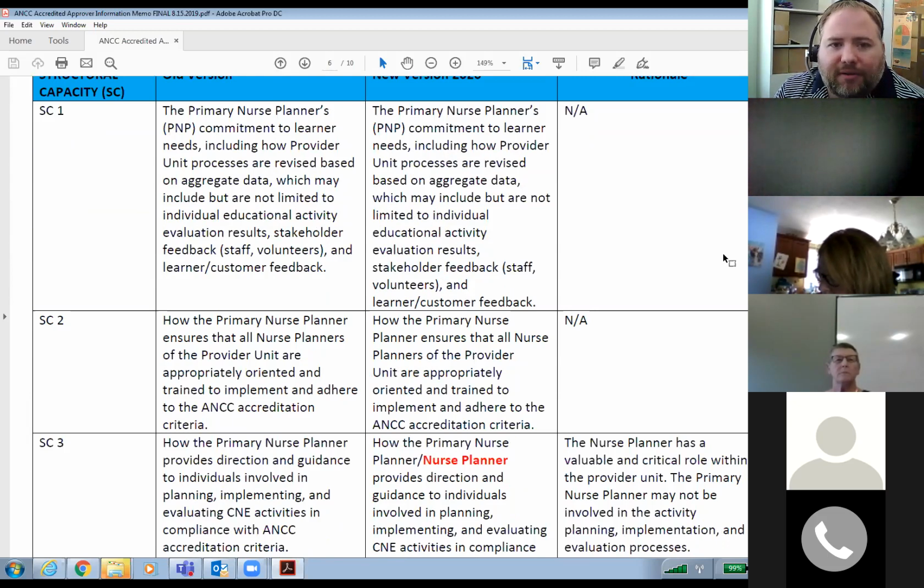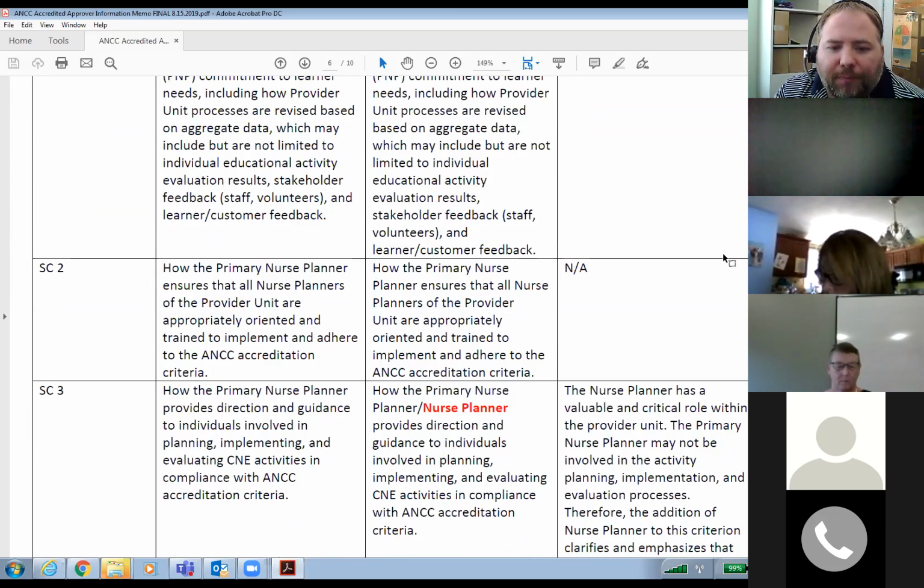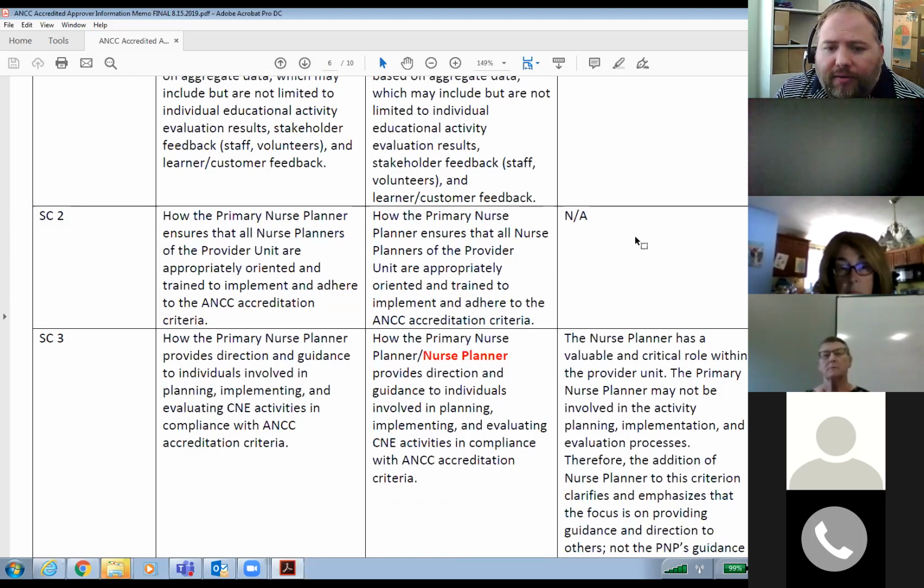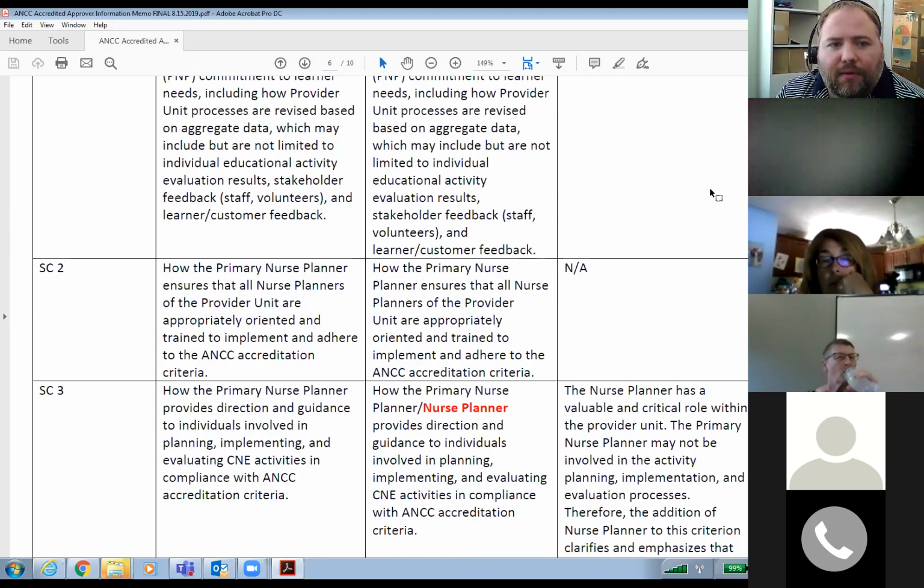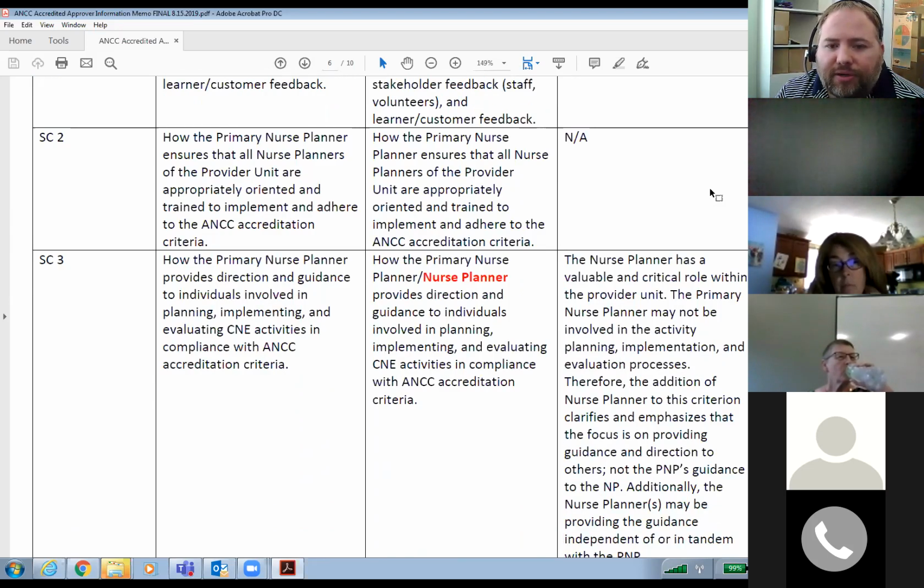So structural capacity, everything stayed the same, SC1, SC2, and SC3. The only difference is SC3, we added nurse planner. We want to know what's the role of the nurse planner, because they do play a critical role in the provider unit. So the criteria now states how the primary nurse planner / nurse planner provides direction and guidance to individuals involved in planning, implementing, and evaluating C&E activities in compliance with the ANCC accreditation criteria. Because as we all know, the nurse planner is the one who is leading those planning committees. So SC1, SC2, and SC3 pretty much remain the same.